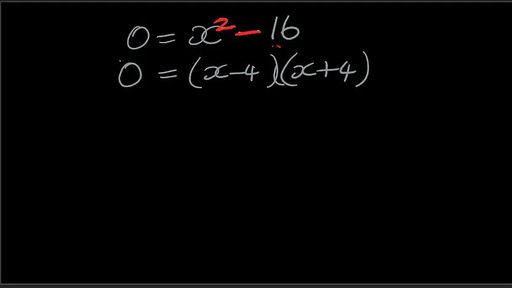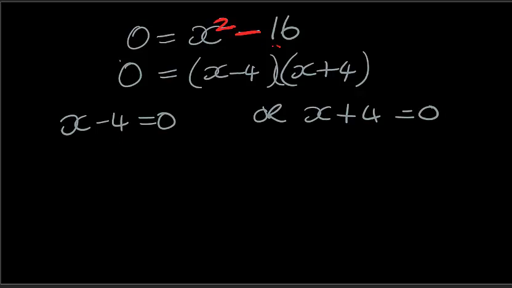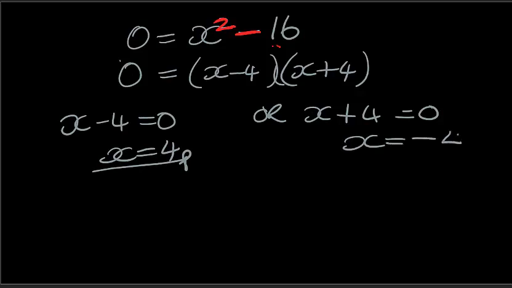This means that x minus 4 equals 0 or x plus 4 equals 0. X minus 4 is 0, so x equals positive 4. X plus 4 equals 0, so x equals minus 4.